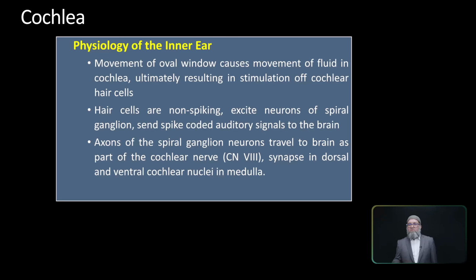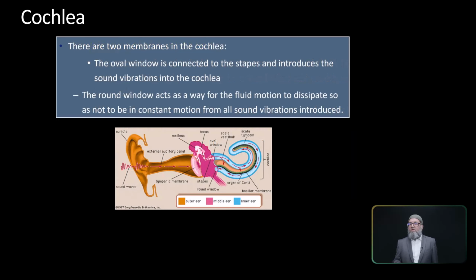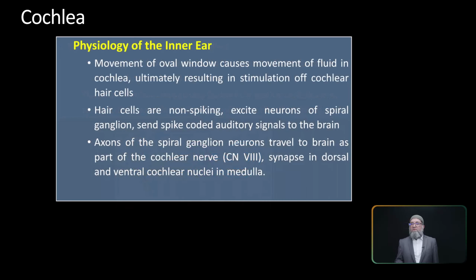When these waves reach the oval window, it causes movement of the fluid inside the cochlea. So if you look at the cochlea, the movement of the oval window due to the stapes will result in movement of the fluid inside the cochlea, and that results in stimulation of the cochlear hair cells.